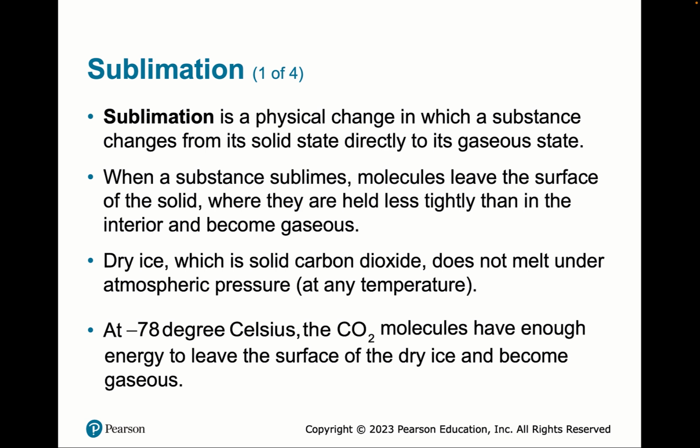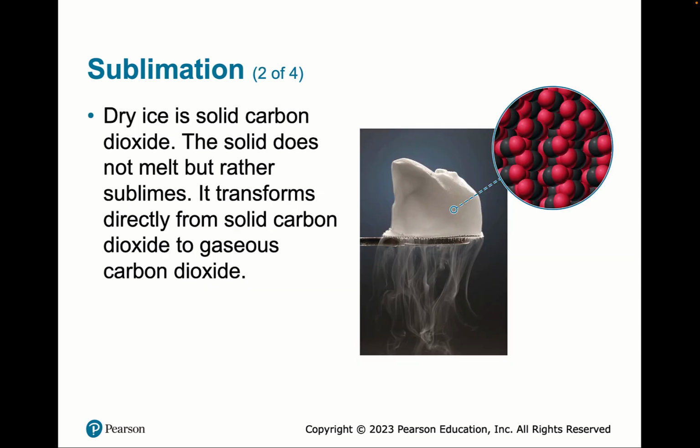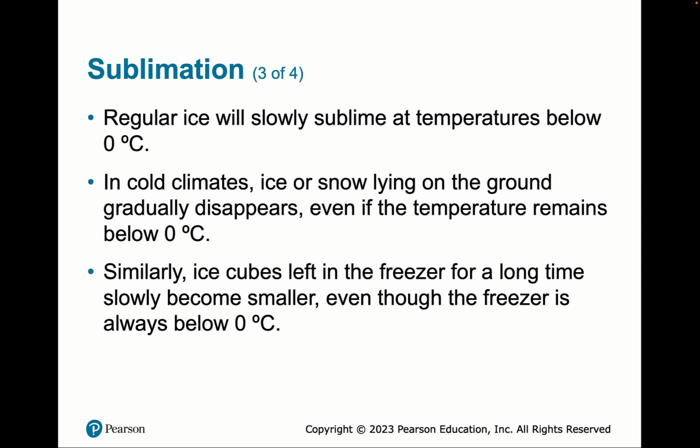So dry ice, for instance, carbon dioxide doesn't have a liquid state until about 5 atmospheres or so. So it doesn't have a liquid state at 1 atmosphere of pressure. But at a relatively low temperature, negative 78 degrees Celsius, there's enough energy for carbon dioxide to sublime. And that's the idea of dry ice. So at this pressure of 1 atmosphere, it will go directly into the vapor phase, and that is called sublimation.